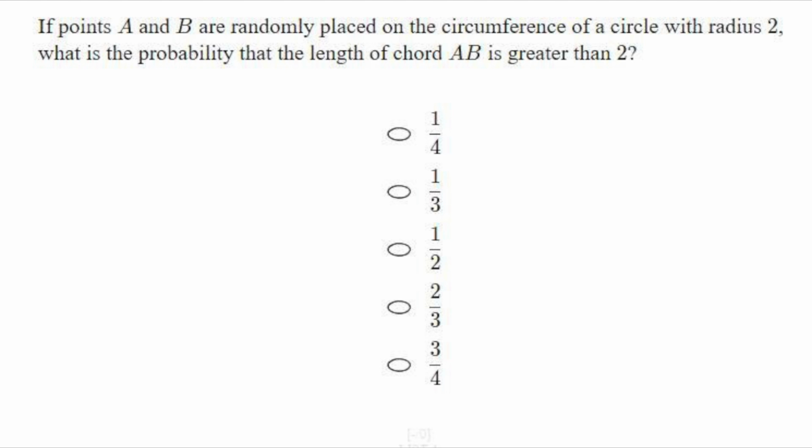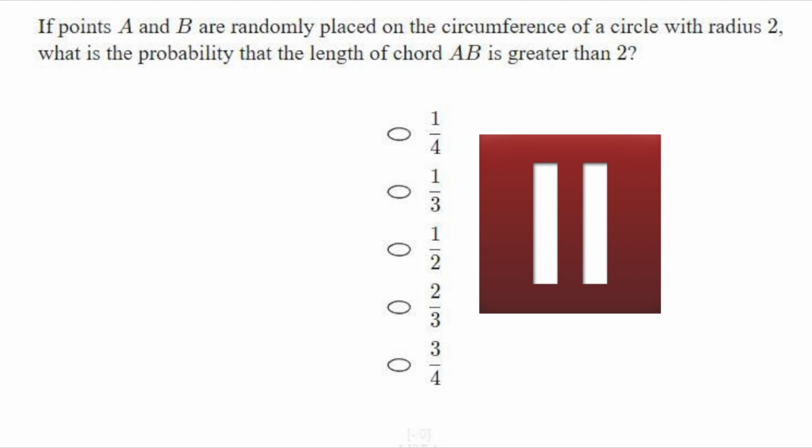All right, good stuff on that one. We're going to try another one now. If points A and B are randomly placed on the circumference of a circle with radius 2, what is the probability that the length of chord AB is greater than 2? Try this one on your own. It's a great practice question. Hit the pause button and then we'll do it together.